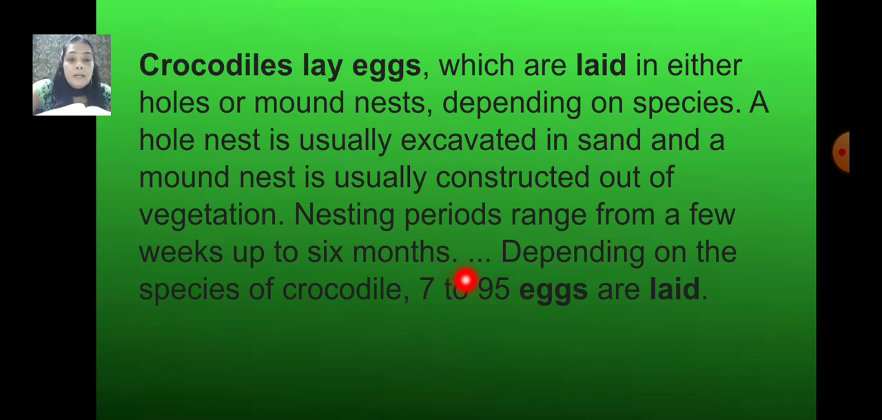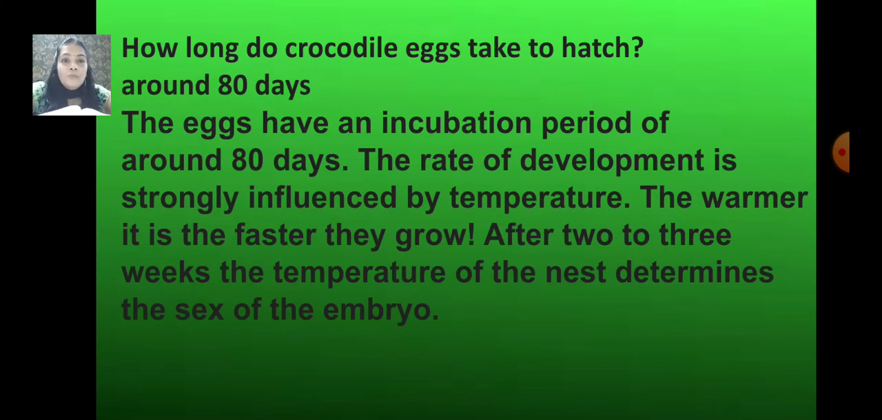So depending upon the species of crocodile, 7 to 95 eggs are laid. 7 eggs to 95 eggs are laid by a single crocodile. Wow. So how long do crocodile eggs take to hatch? Around 80 days. So if a crocodile lays eggs, it takes around 80 days to hatch. So it's longer days, right? So the eggs have an incubation period of around 80 days. So these 80 days are called the incubation period.